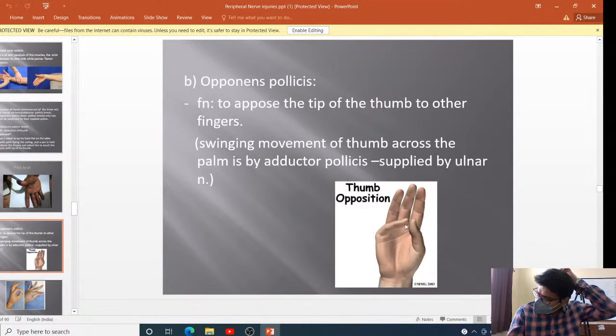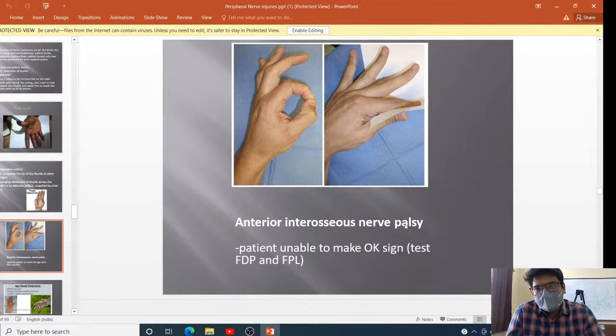Opponens pollicis: he won't be able to oppose the fingers. This is called Kilian-Nevin sign or OK sign. He won't be able to flex the DIP of the index and the IP joint of the thumb. So that's why it is.